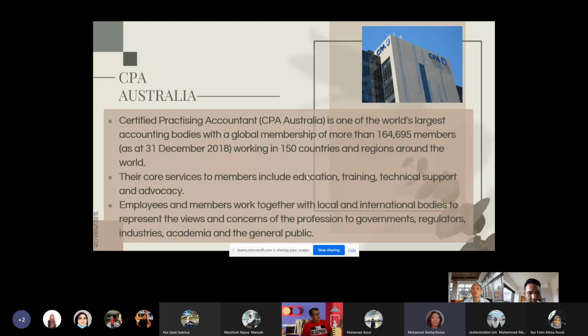CPA Australia is one of the world's largest accounting bodies with global membership of more than 160,000 members, 164,695, working in 150 countries and regions around the world. The core service of CPA Australia is to serve its members, which includes education, training, technical support, and advocacy. Within these core services, the employees and members work together with local and international bodies to represent the members and concerns to professional governments, regulators, industries, academia, and the general public.